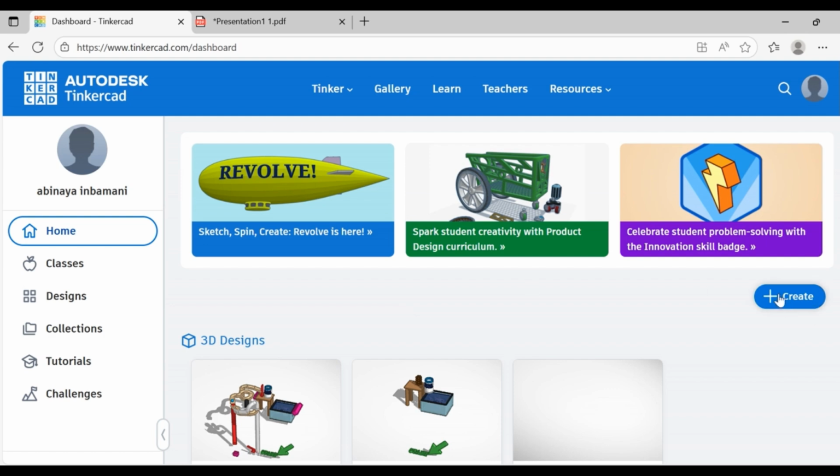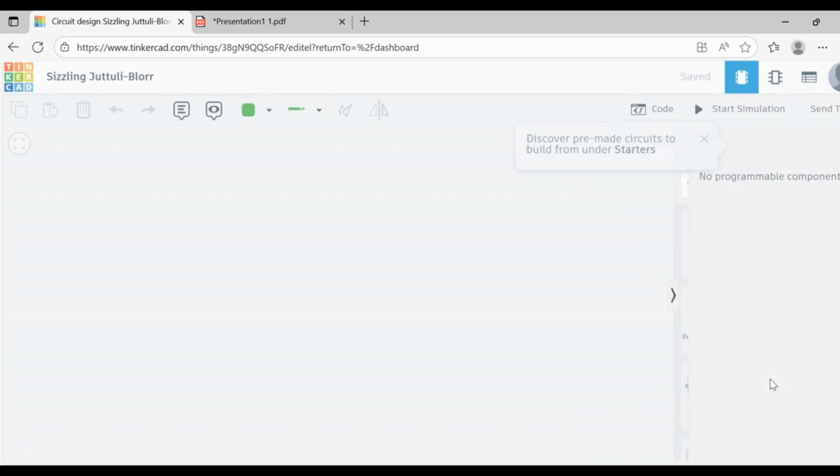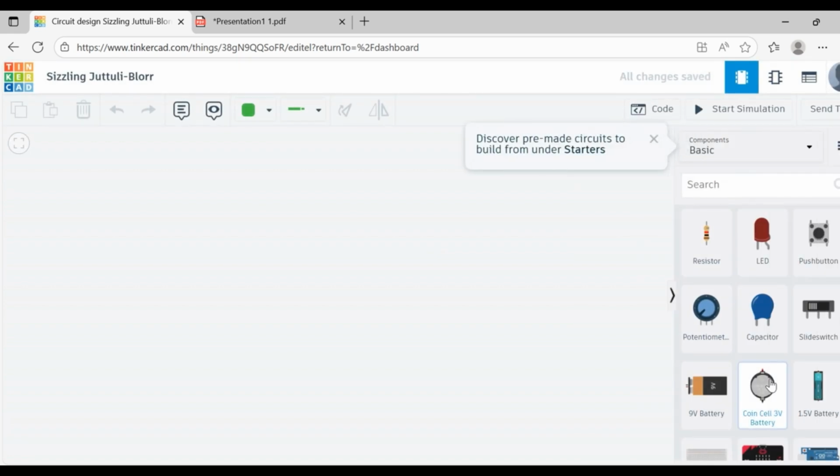Click Create. In the Create menu, we have three options available: 3D design, circuits, and code blocks. Click Circuits. There is a search bar on the right-hand side in order to find the required components for your project.